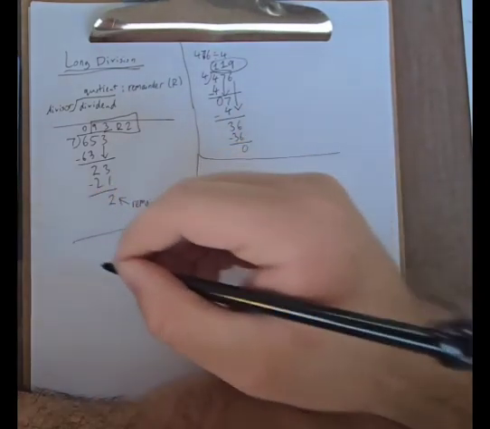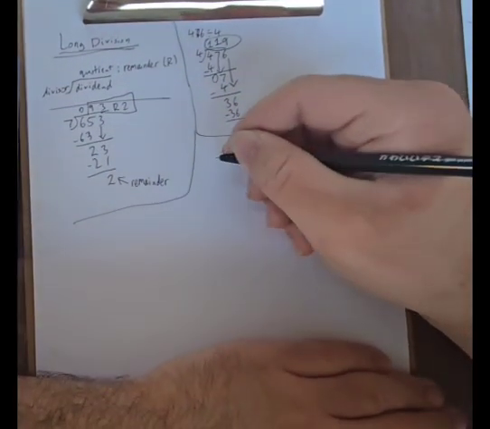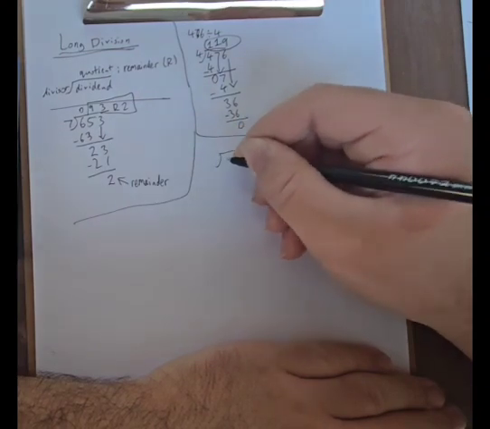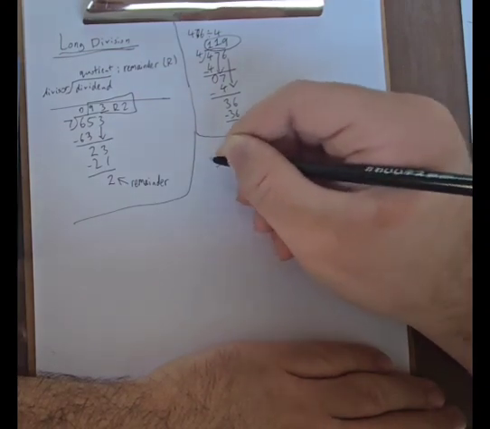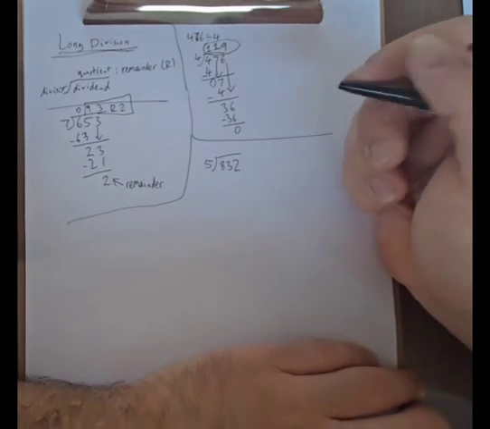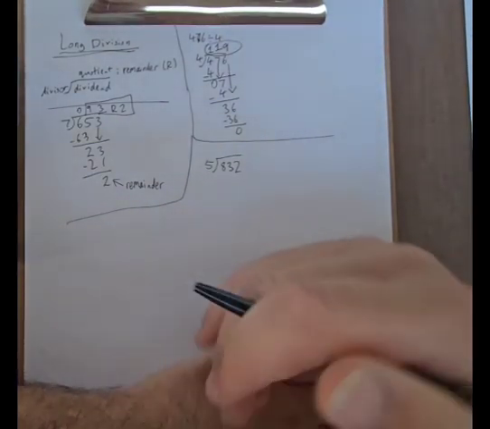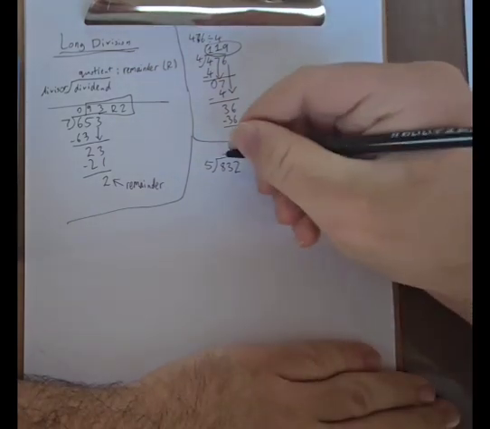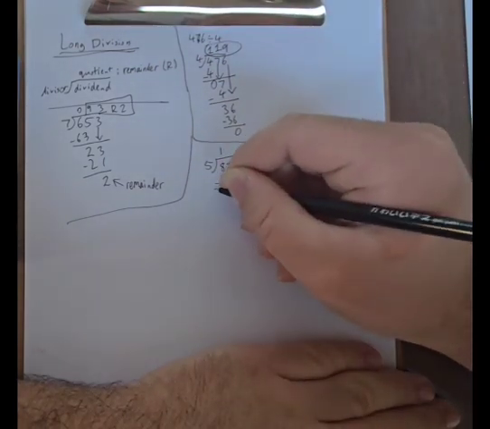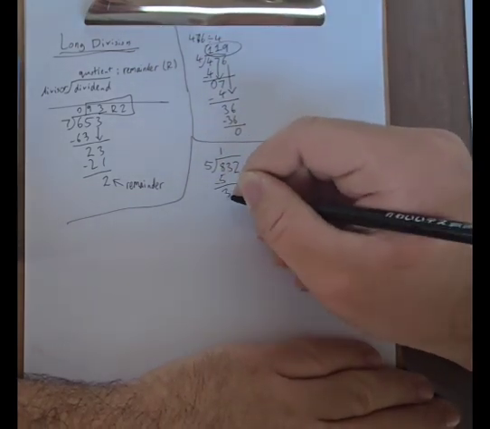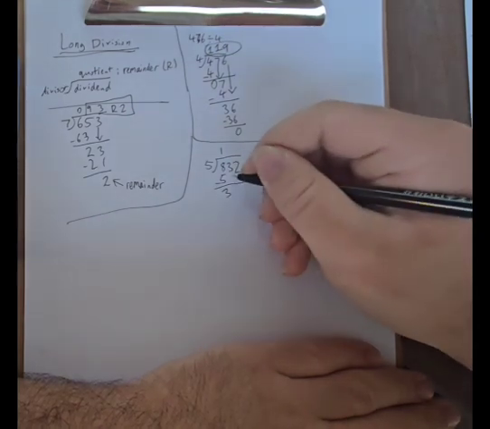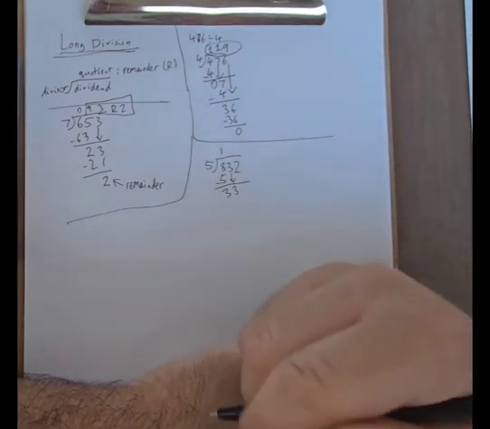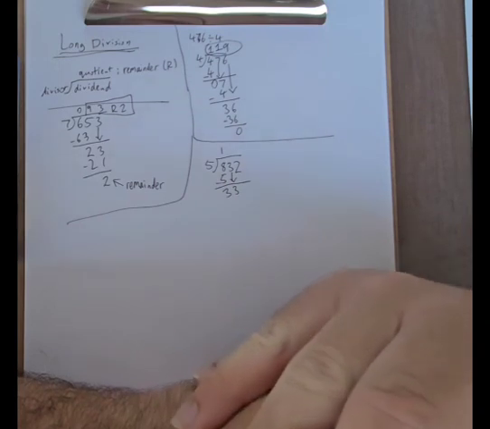On to another one over here. 832 divided by 5. And again, we look, how many times does 5 fit into the first digit, 8? And it's only once. 1 times 5 is 5. So 8 minus 5 is 3. Now we take down this 3 over here and put it here. How many times does 5 go inside 33?